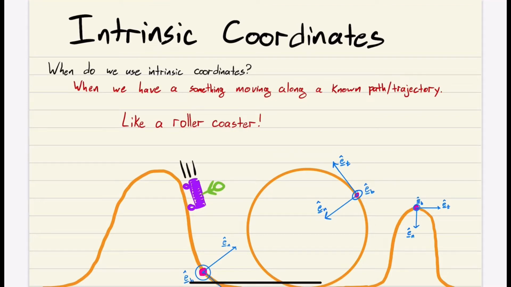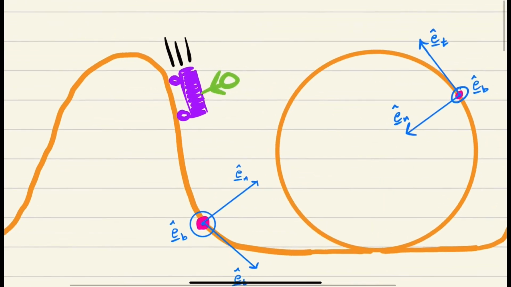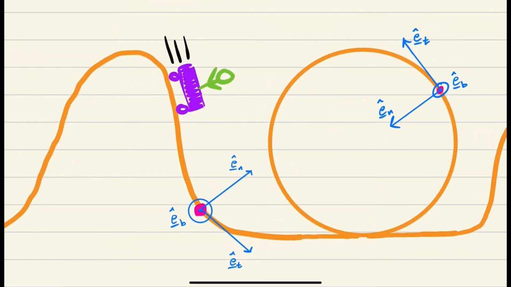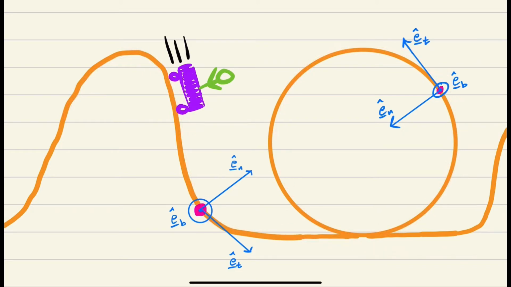Okay, intrinsic coordinates. So these are pretty neat. So when do we use intrinsic coordinates? Well, we use them when we have something moving along a known path or trajectory. So like a roller coaster. So let's take a look at our roller coaster here. So we have this little guy and he's moving along this loop-de-loop track.